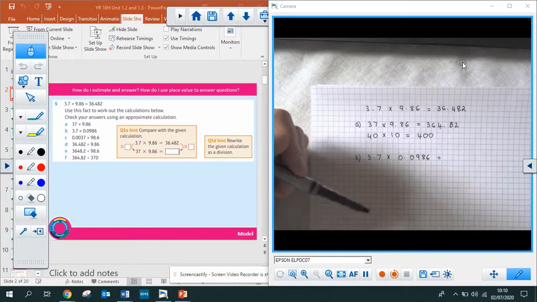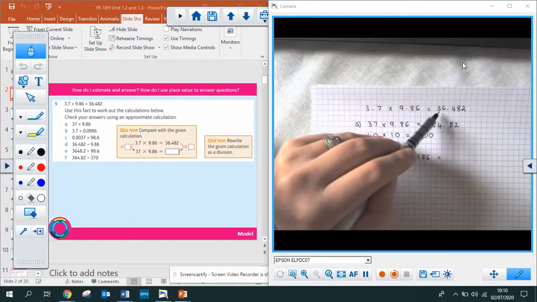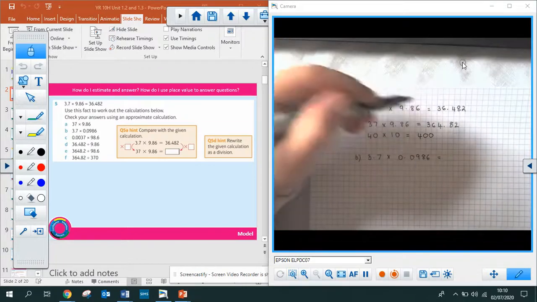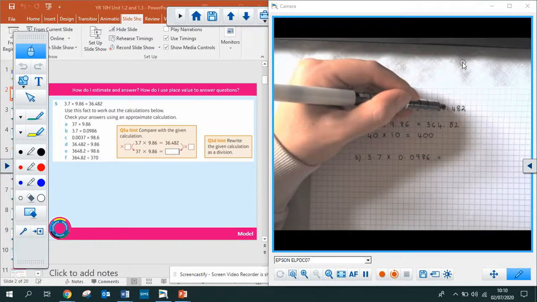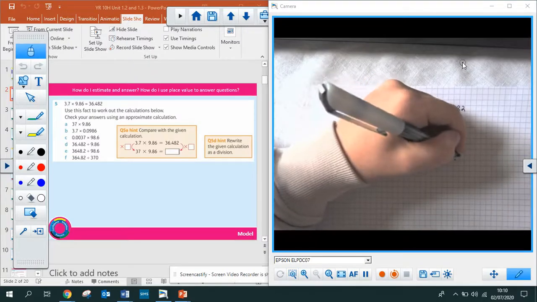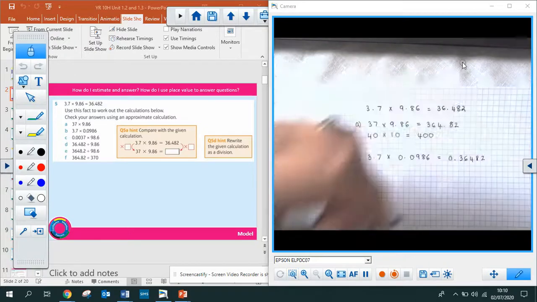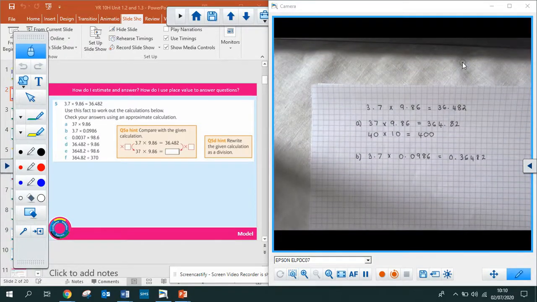As this has become 100 times smaller, my answer is going to have to become 100 times smaller. So I need to divide my 36.482 by 100. So remember, that would move my decimal 2 places to the left and leave me with 0.36482. Okay, let's use the approximation now again.